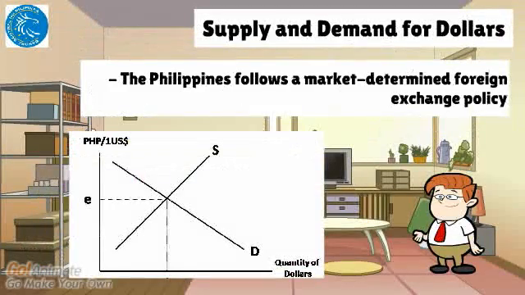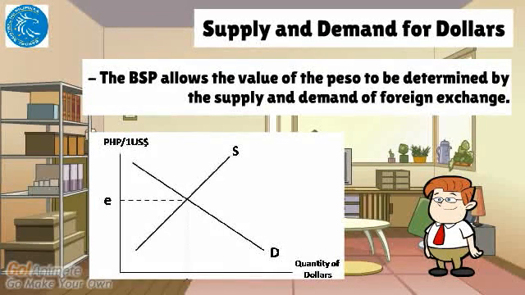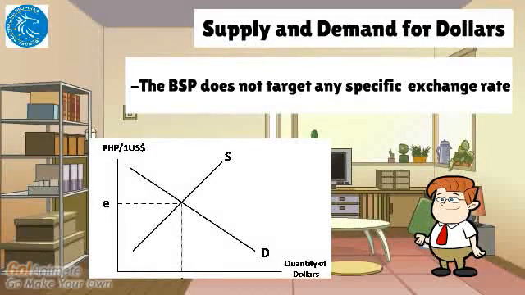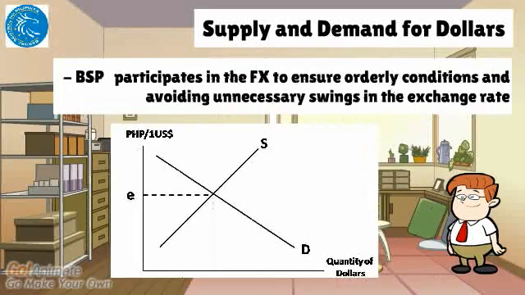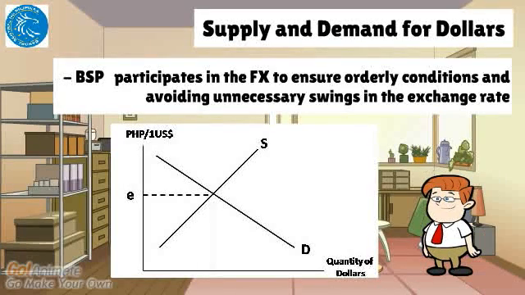Like most countries in today's globalized environment, the Philippines follows a market-determined foreign exchange policy. Under a market-determined exchange rate framework, the BSP does not set the foreign exchange rate, but instead, allows the value of the peso to be determined by the supply and demand of foreign exchange. In other words, the BSP does not target any specific exchange rate, but instead, allows the market forces to determine the exchange rate. Meanwhile, BSP's participation in the foreign exchange market, by either buying or selling dollars, is limited only to ensuring orderly conditions and avoiding unnecessary swings in the exchange rate.